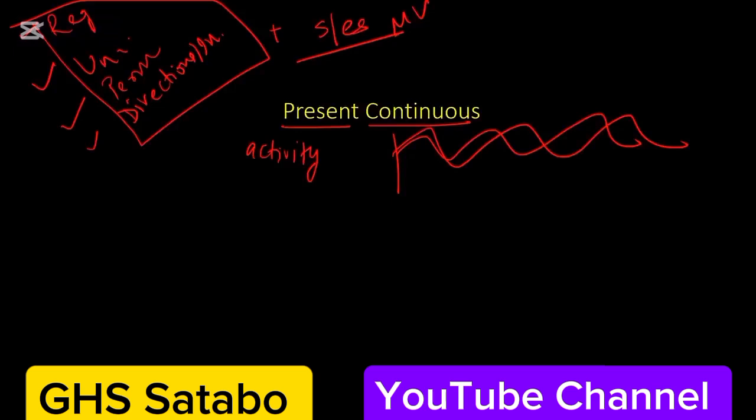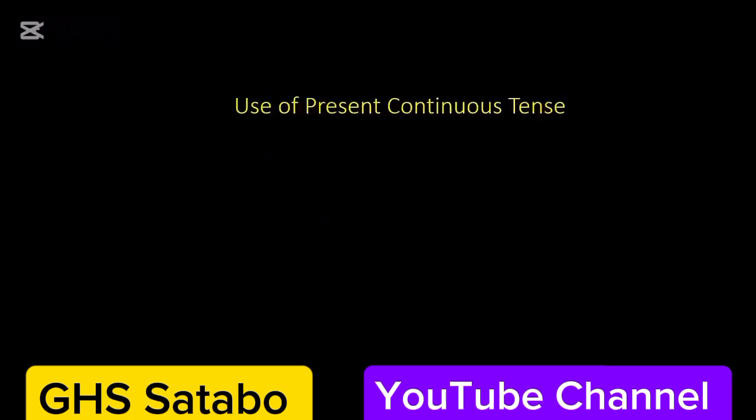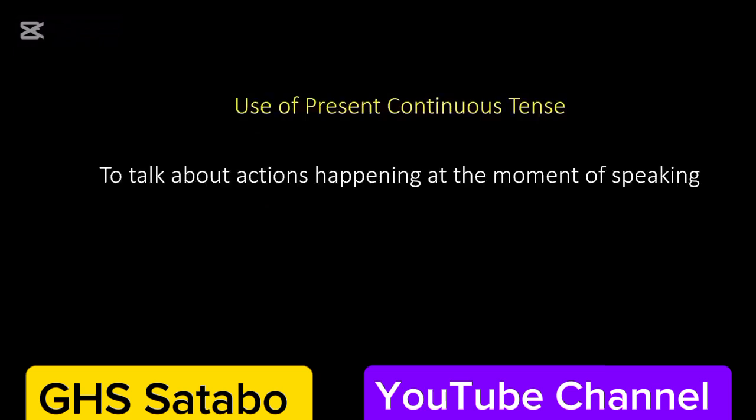So present continuous tense also follows a structure, which is am/is/are, which shows your present tense, plus the verb and the ing form of the verb. There are certain uses of present continuous tense, and the first and the foremost is when you talk about actions happening at the moment of speaking. Very, very important. At the moment of speaking.